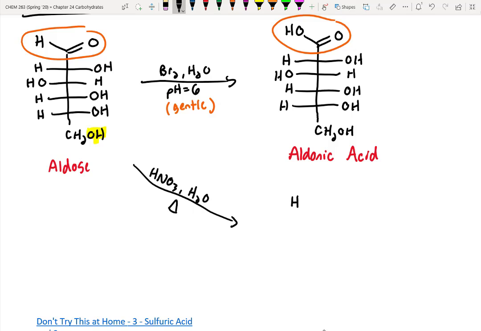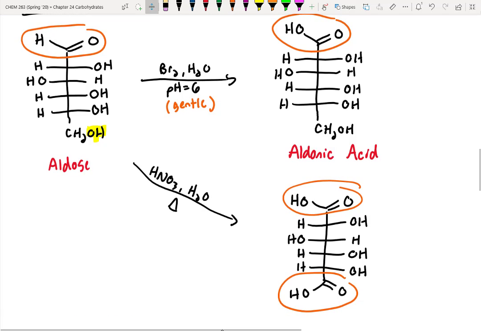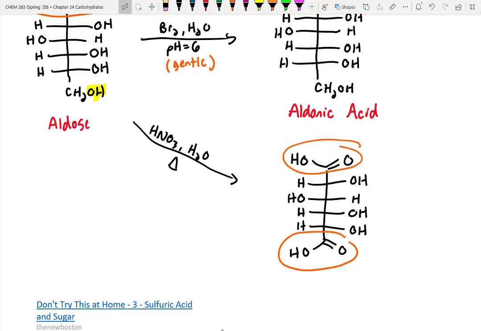So when you do this, you're going to oxidize the aldehyde, but also oxidize that bottom primary alcohol all the way to a carboxylic acid. So now we've oxidized this top position and that bottom position. All right, so let's take a look at what this is called. This is called an aldaric acid.